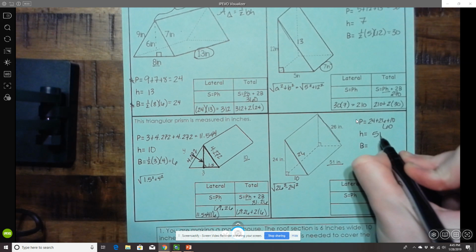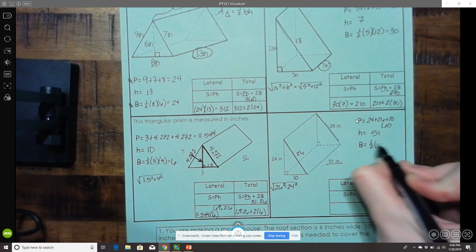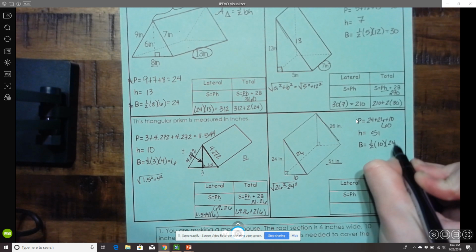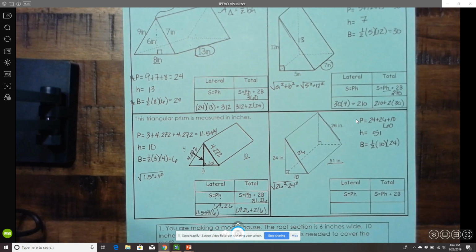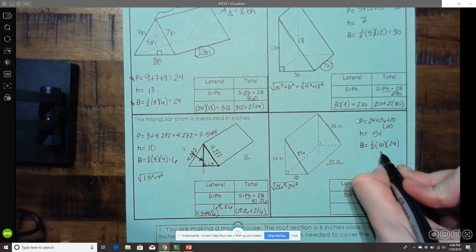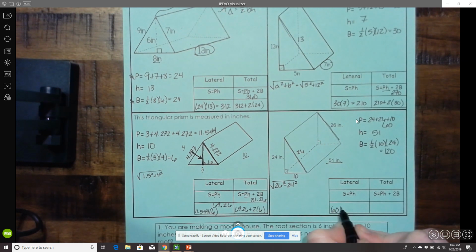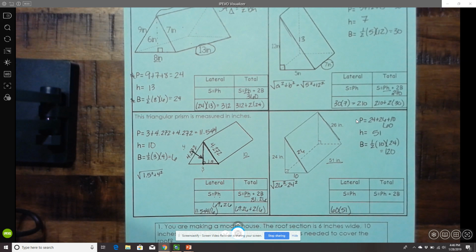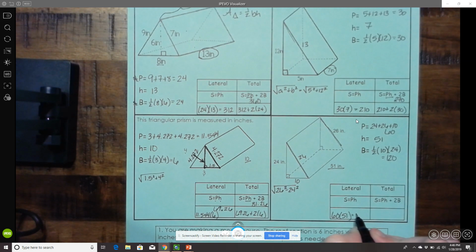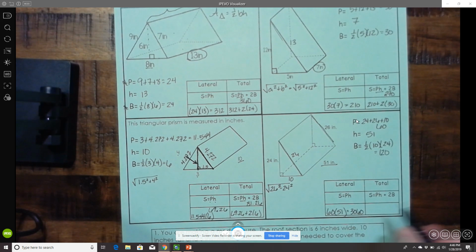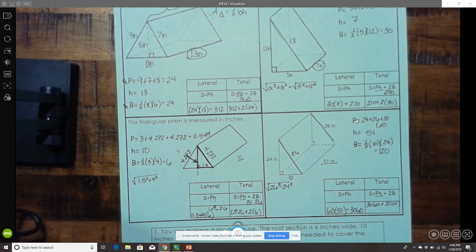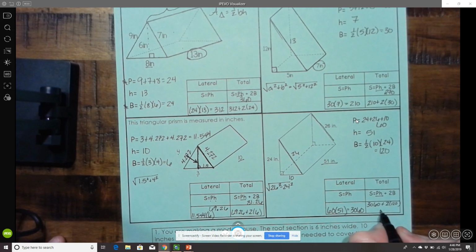This would be the height of my figure. And then the area of the base, this would be the base of the triangle. And 24 would be the height of the triangle. So I would get a base area of 120. So perimeter is 60 times a height of 51 gives me a lateral surface area of 3,060. And so here, lateral surface area again, plus 2 times the area of the base, gives me a total surface area of 3,300.